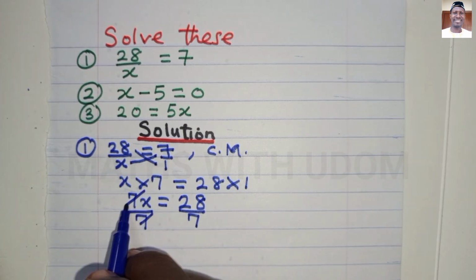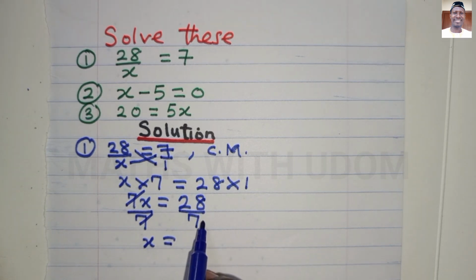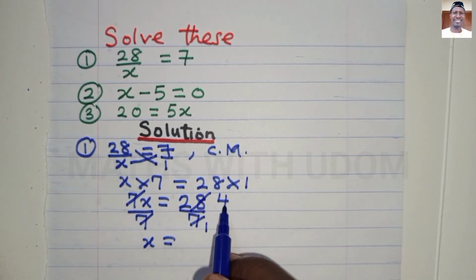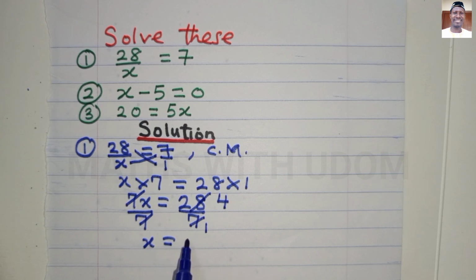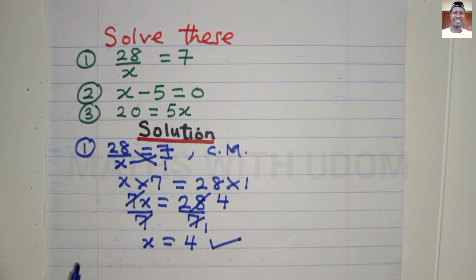So 7 cancels 7. So what do we have here? x is equal to, now 7 is a common factor. 7 divided by 7 is 1. 28 divided by 7 is equal to 4. So our answer is x is equal to 4. This is the correct answer. Let's quickly move to question 2.